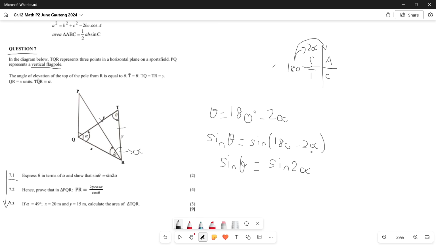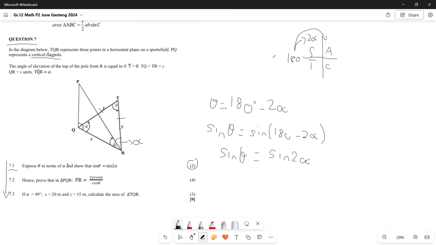And that would earn us 2 marks there, because we added sine. We are taking the reference point of opposite over hypotenuse from the same angle, because theta represents 180 minus 2 alpha, which means we can just introduce sine to both sides and then solve this equation in terms of sine. Because now we expressed theta in terms of alpha, and we showed that sine theta equals sine 2 alpha.